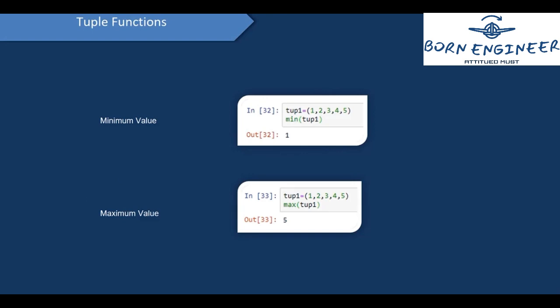Now we'll work with some tuple functions. Let's say I have a tuple with some random set of numbers and I'd want to find out the minimum and the maximum values present in the tuple. All you have to do is use the min and the max functions. Over here I've got this tuple where the elements inside it are 1, 2, 3, 4 and 5. All I do is pass in this tuple inside the min function and we see that the minimum value is 1. Similarly, I'll pass in this tuple inside the max function and we see that the maximum value is 5.